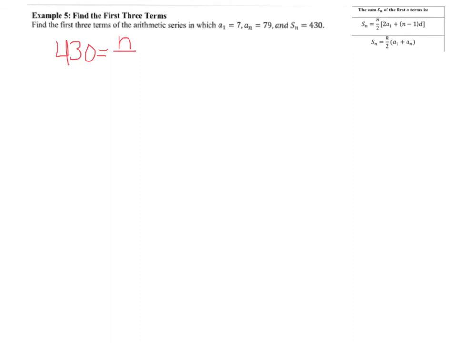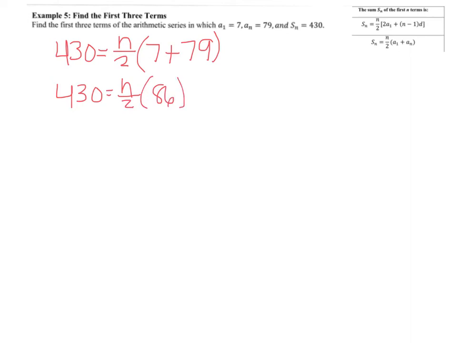N, we don't know what n is, so I have to leave that as n over 2. And then a sub 1 is 7 plus a sub n is 79. So now I need to solve for the value of n. So if I have 79 plus 7, I'm going to get 86. And I can go ahead and divide both sides by 86. And 430 divided by 86 gives me 5. So 5 is equal to n over 2.